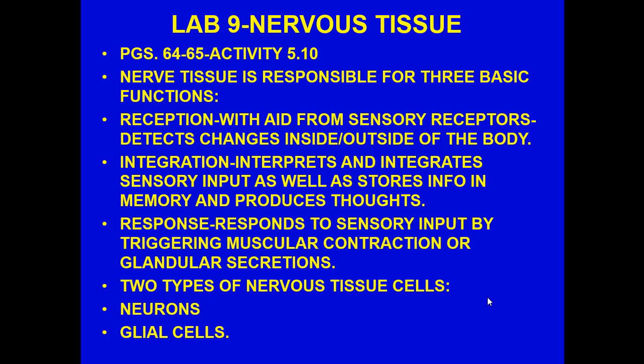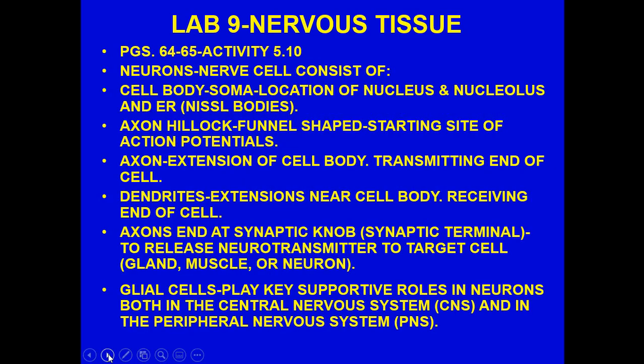glandular secretions. You need to be aware that there are two types of nervous tissue cells: neurons, which transfer and transmit action potentials, and glial cells, which are the supportive cells. The nerve cell consists of several important structures: the cell body, otherwise known as soma, and this is where you're going to have the location of the nucleus, the nucleolus, and in that area, you're going to have what are called Nissl bodies, which are really the endoplasmic reticulum, the rough endoplasmic reticulum particularly.